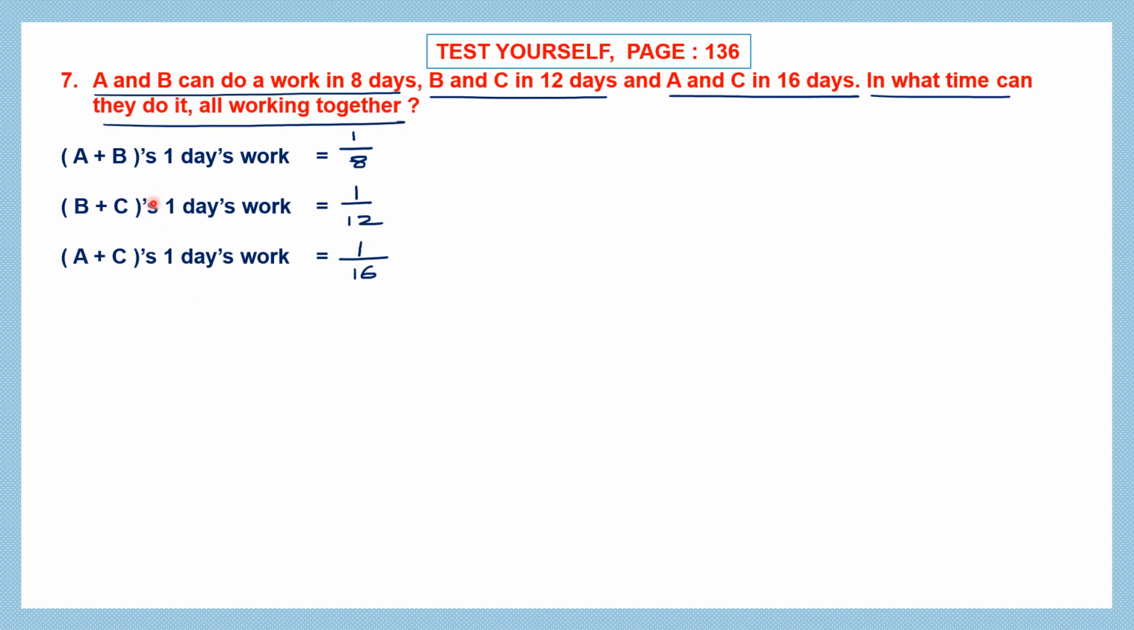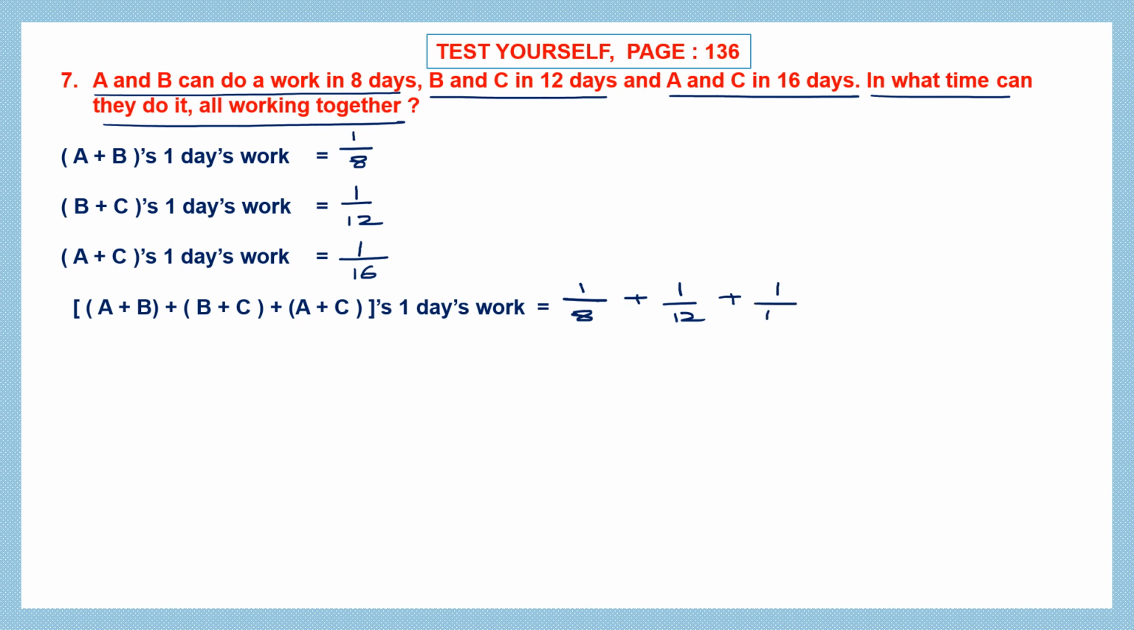So what we're going to do is first find the 1 day's work of A plus B, B plus C and A plus C. So let's write that. A plus B plus B plus C plus A plus C's 1 day's work will be when we add up all these. So we have 1 by 8 plus 1 by 12 plus 1 by 16. We need to add up all these.